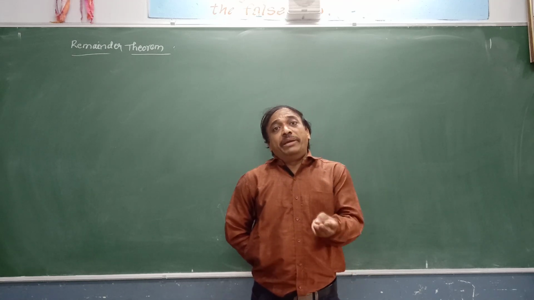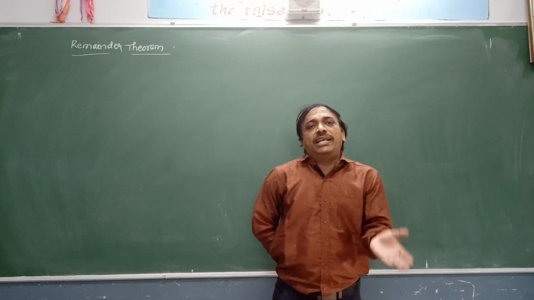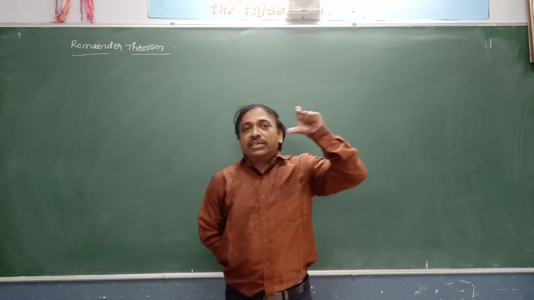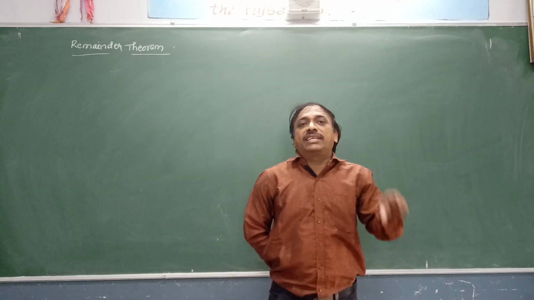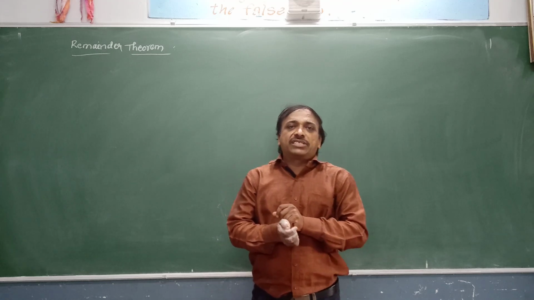The value of the polynomial may be 0 or may not be 0, because when we substitute some value, if you obtain 0, the value which you substituted is called the zero of the polynomial. So I hope you understood the previous session.